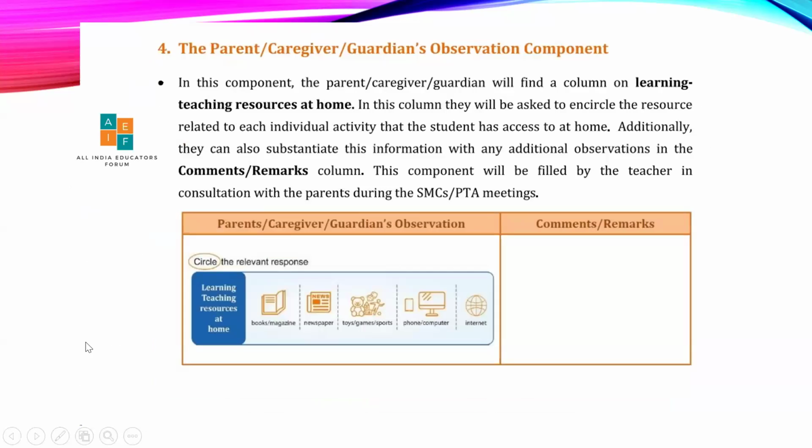Now we come to the fourth section of the B part, which is the parent, caregiver, guardian's observation and components. So parents are also included in the report card. They can either comment, or they have the option of circling the relevant response. Suppose there is an activity and what resources were there at home, they can circle it. It's not that the parent is coming to school and circling it. It's done during a parent-teacher meeting. You can just give it to them or ask them, and they can circle it or write it.